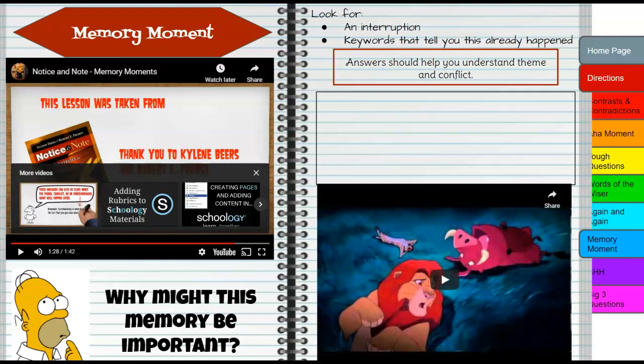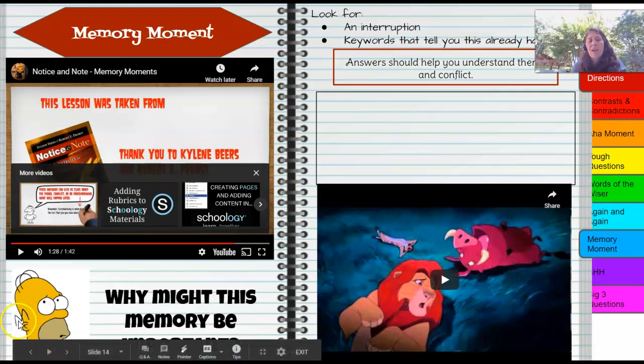All right. So you should have been looking for an interruption or any keyword to tell you that this already happened. Once you see that memory moment, you're thinking to yourself, why might this memory be important? Answering this question will help you understand the theme and the conflict.